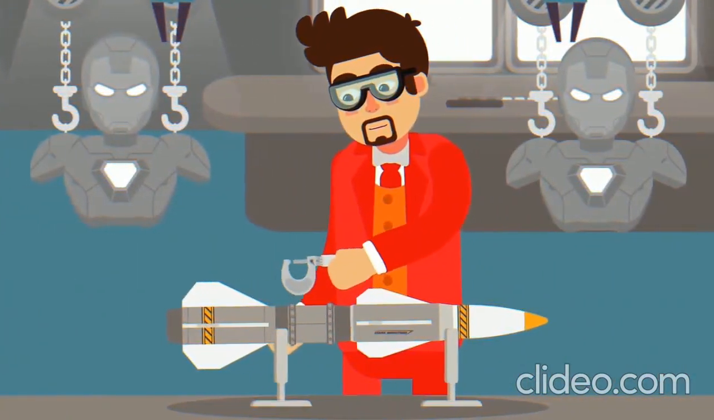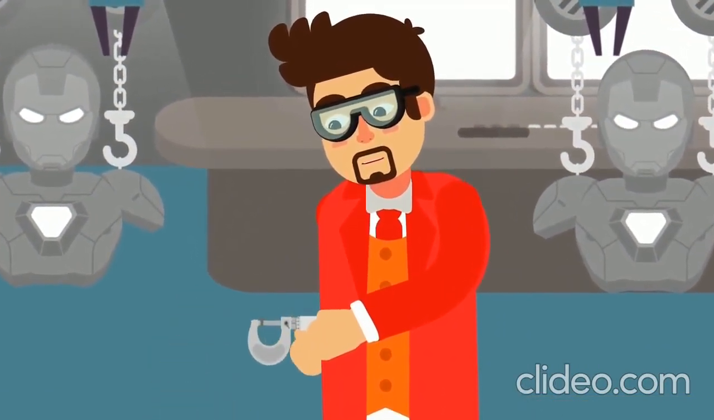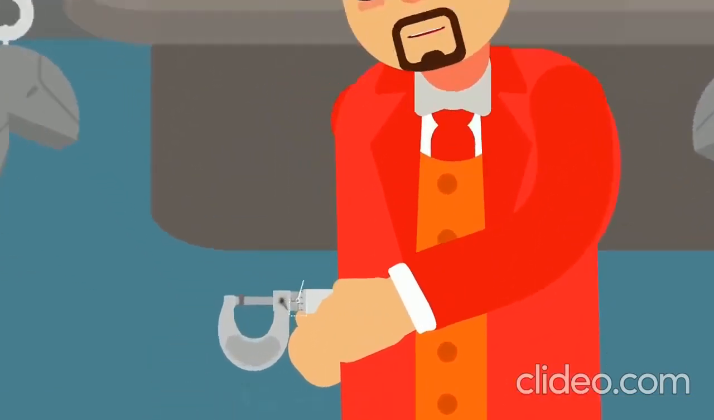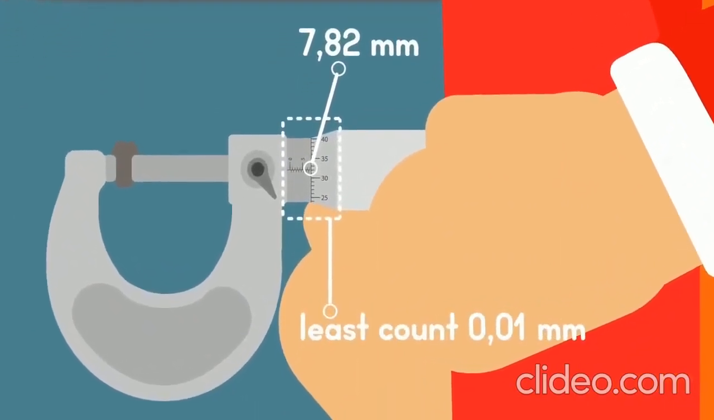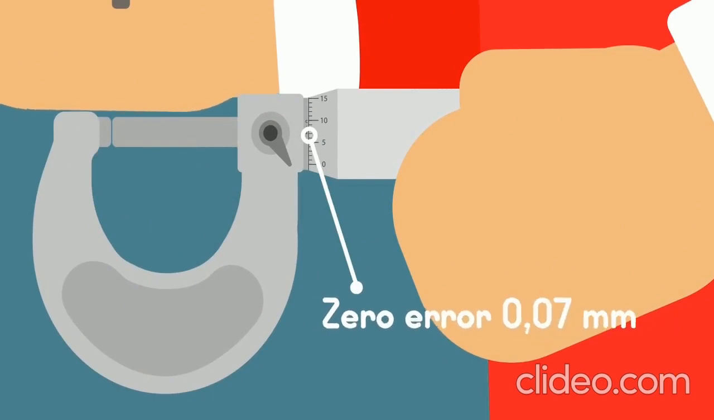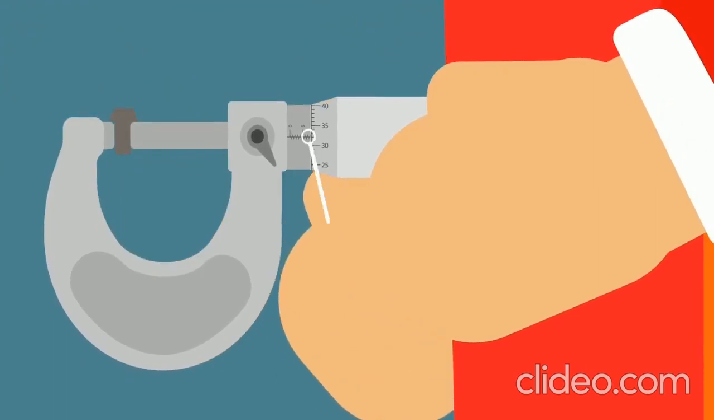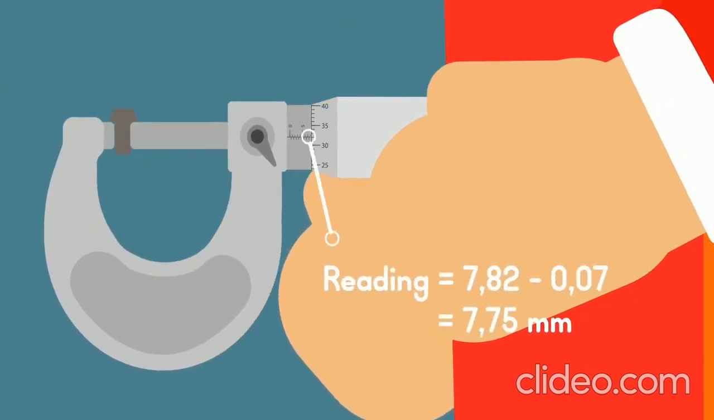Screw gauge or micrometer screw. It is used to measure small lengths with greater accuracy than a vernier caliper. The least count of a screw gauge is 0.01 mm. It also requires us to find the zero error of the screw gauge. To accurately measure the length, the zero error value will then be used to correct the obtained readings.